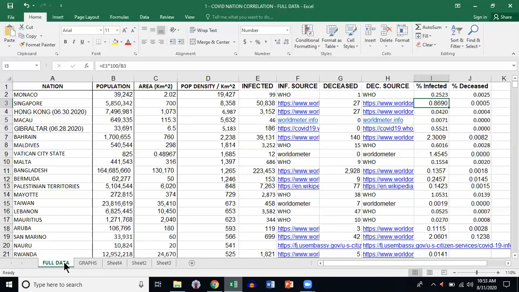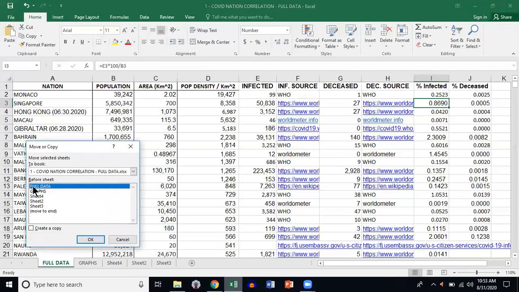You can work with a pad also if you want, but I find it easier to work with a mouse. So put your pointer on top of the tab down here and right-click, and then select move or copy. And then here you highlight the spreadsheet that you want to duplicate. We're going to duplicate the spreadsheet and then manipulate that duplicate so that we leave the original intact, all right? So you select full data and then create a copy, click on create a copy and okay.